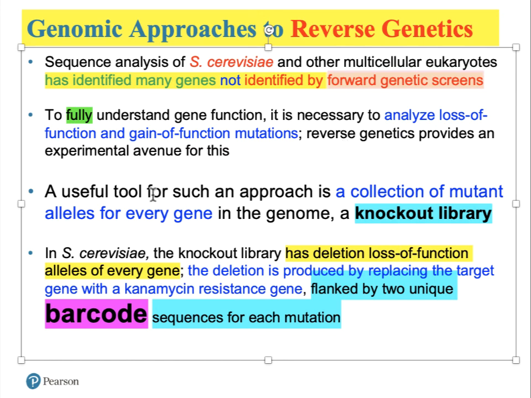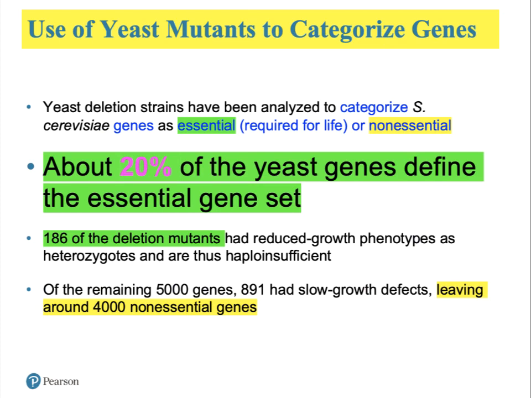A great starting point for such experimental analysis is a collection of mutant alleles for every gene in a genome that is known as a knockout library. We spoke about mouse knockout libraries in another chapter. In the quest to classify genes, one question is which genes are important or essential to life and which ones are optional. These questions have been answered with Saccharomyces cerevisiae. From those analyses, it appears about 20% of the yeast genes define the essential gene set.